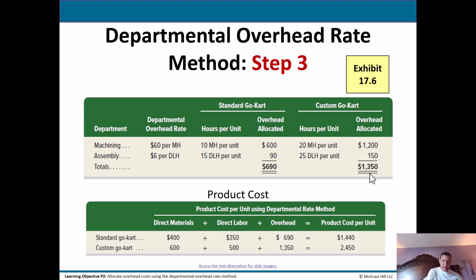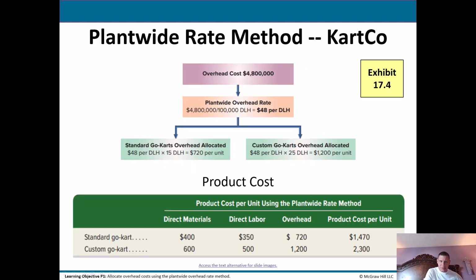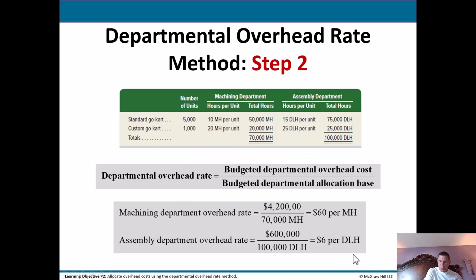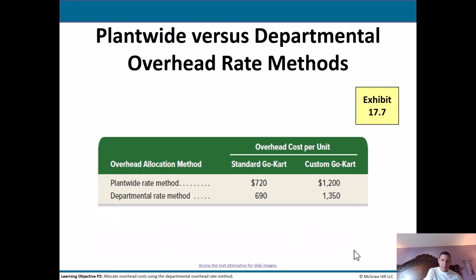Now you can see below, like they did before, they're showing all 3 manufacturing components: materials, labor, and overhead. And we have a total cost of 1440 versus 2450. If I go back just real quick to here, you notice that it has changed a little bit. Total product cost per unit when we were using one plant-wide rate for the whole department was 1470 and 2300. Now it's 1440 and 2450. So it isn't a whole lot different, but it is a little bit different. So that's plant-wide versus the departmental overhead rates, and you can see how it's changed.